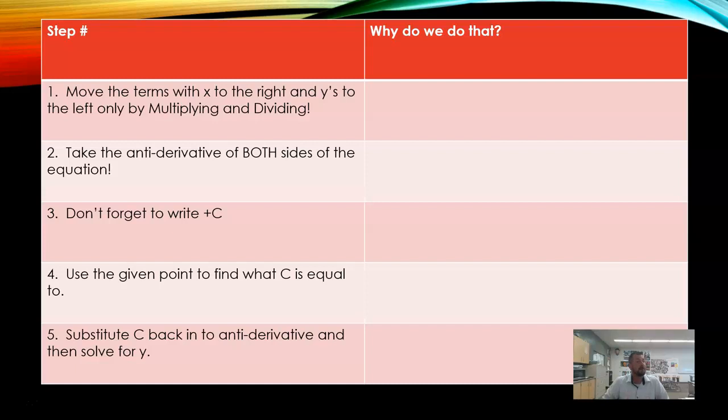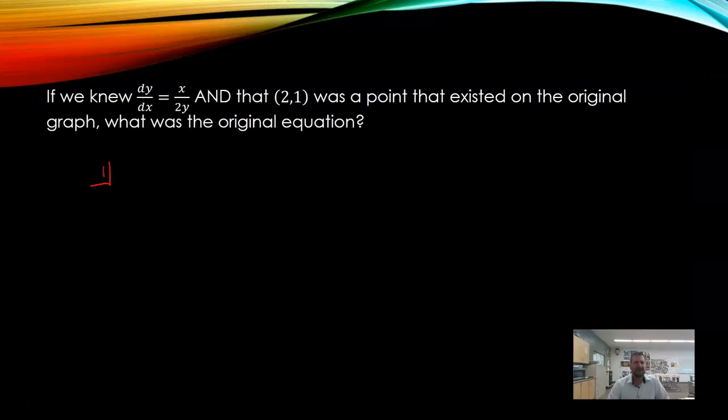And that's a very important thing that you have to understand, is we can only use multiplication and division to do this. And again, it might not make a ton of sense right now, especially step number one. You look back at this problem, you're like, why, if I had dy dx equals x divided by 2y, would I ever want to do that first step? But let's do it anyway to make sure that we're okay.